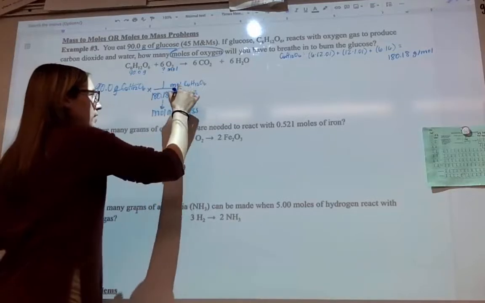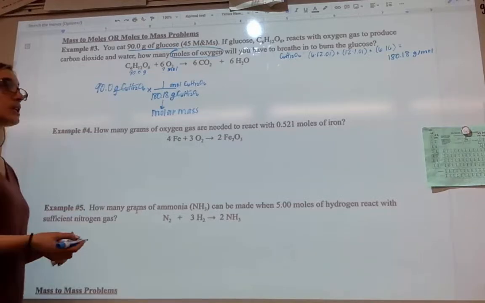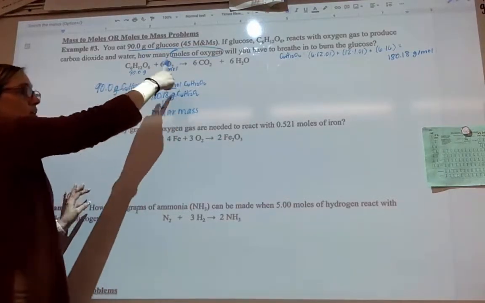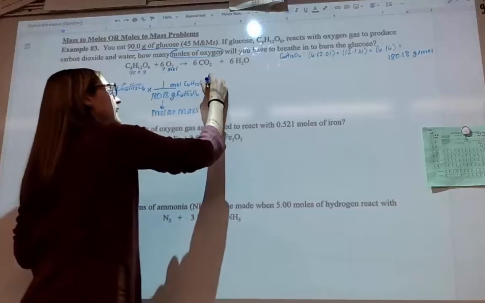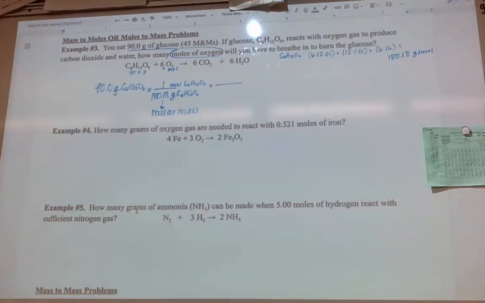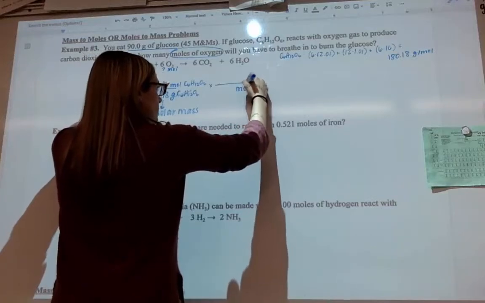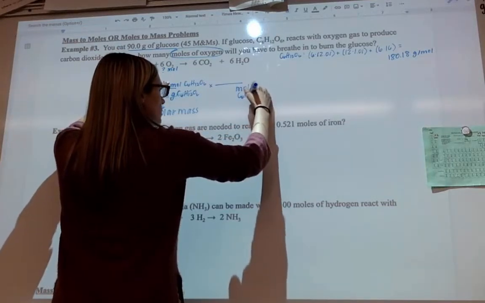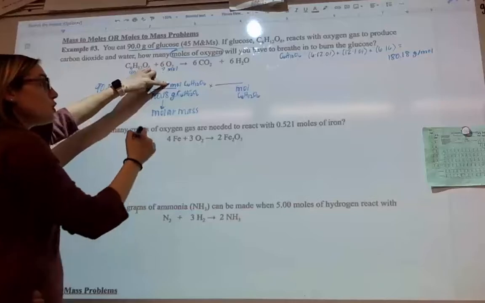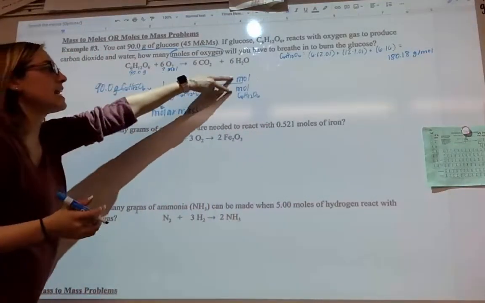Now here, the grams cancel. Now I'm at moles of glucose. So now I've converted my given to moles. Again, the importance of converting your given to moles is that now you can convert between substances. So I need to go from moles of glucose to moles of whatever the other substance is. This has to be in moles.